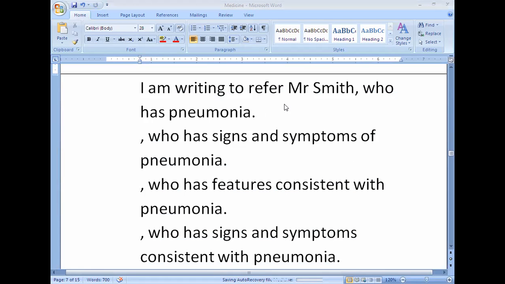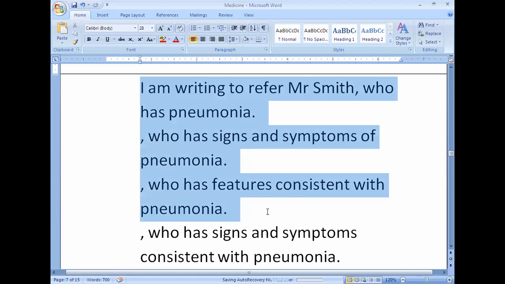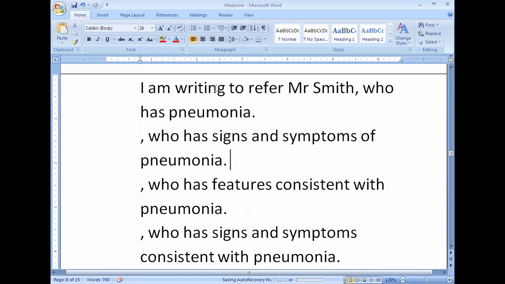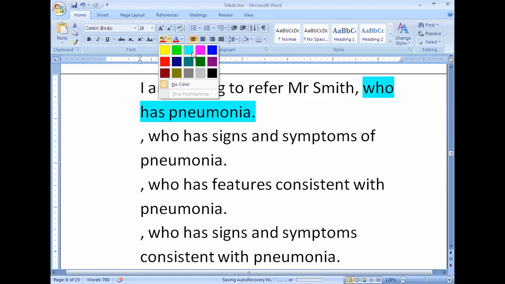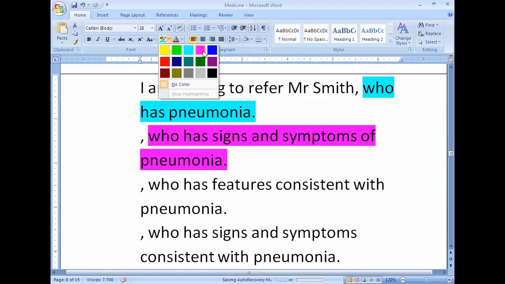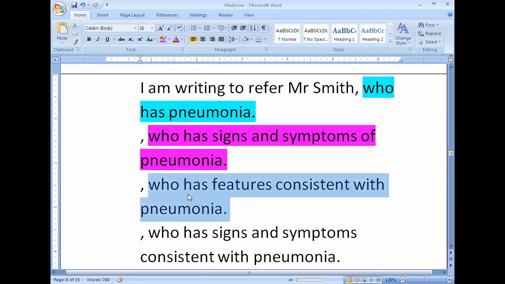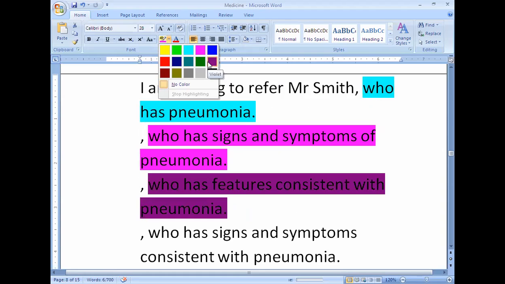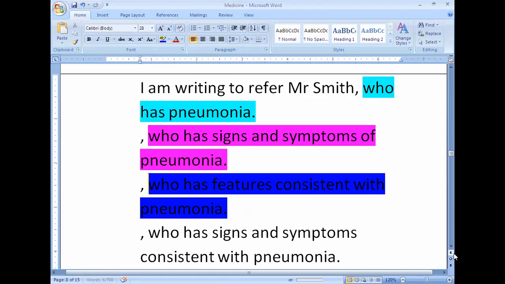Okay, Dr. Khalil now will talk with me. Dr. Khalil, this is how we typically write the purpose. Thank you for seeing Mr. Smith. I'm writing to refer Mr. Smith who has pneumonia. Okay, this is one style. Let us give it this color. Other: who has signs and symptoms of pneumonia. Okay. Who has features consistent with pneumonia. Okay. Let us give this color.